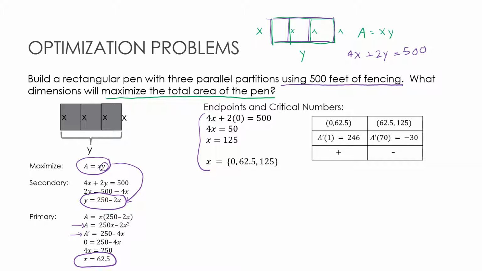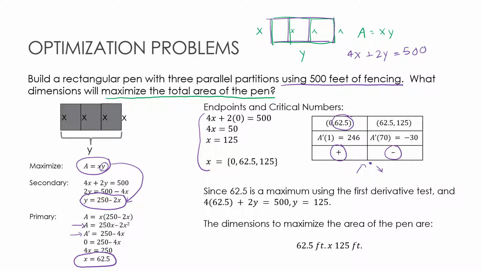Now from here, what am I going to do? I've got my values. I used my test points. And again, this is increasing. This is decreasing. So this is going to be a max. So my max area is going to happen at 62.5 feet. How do I know what y is? Well, then I have to plug it back into my function, and I find out that y is in fact 125.